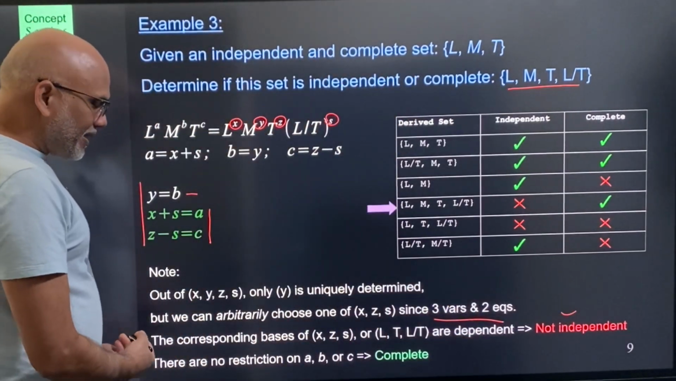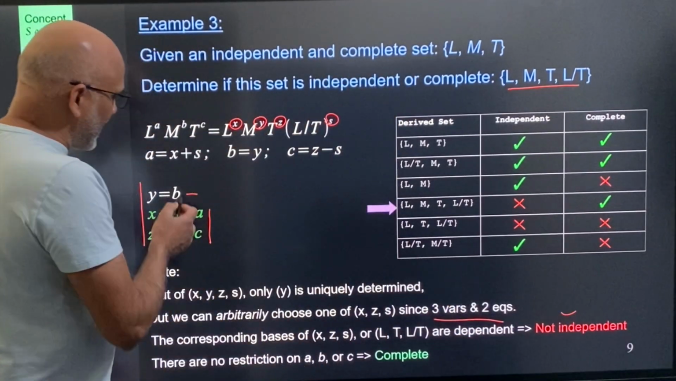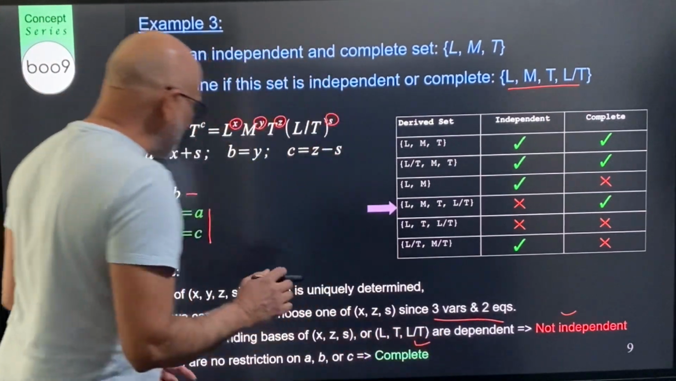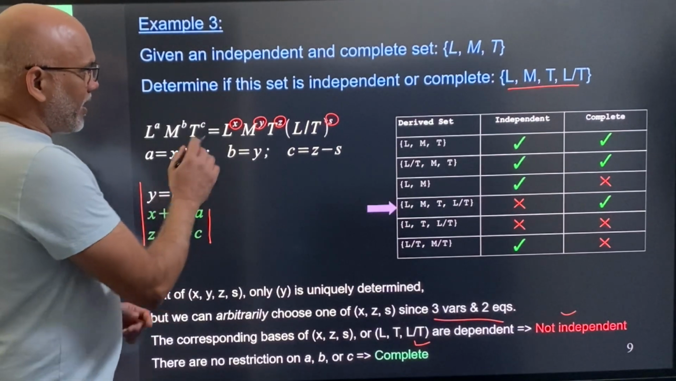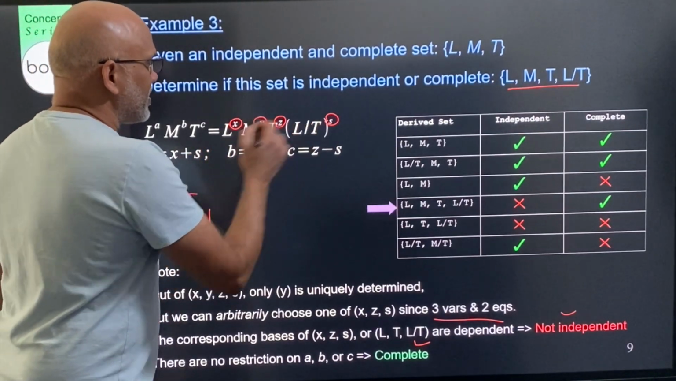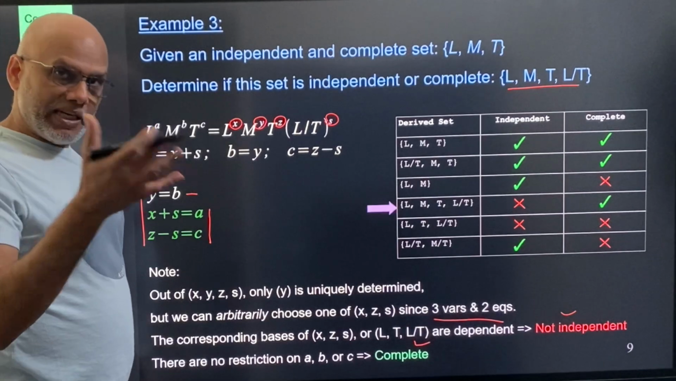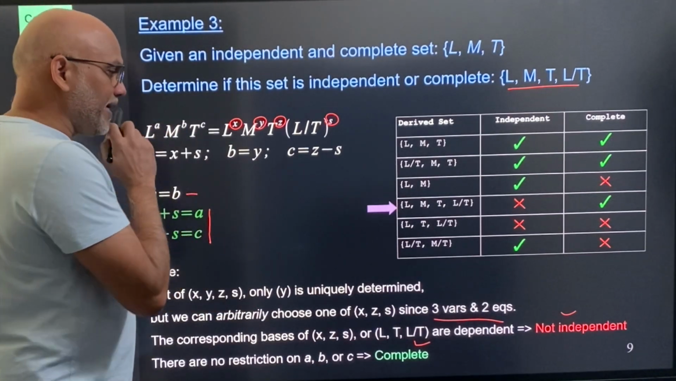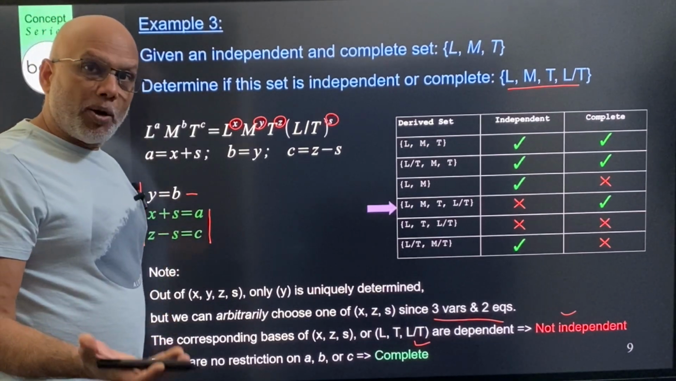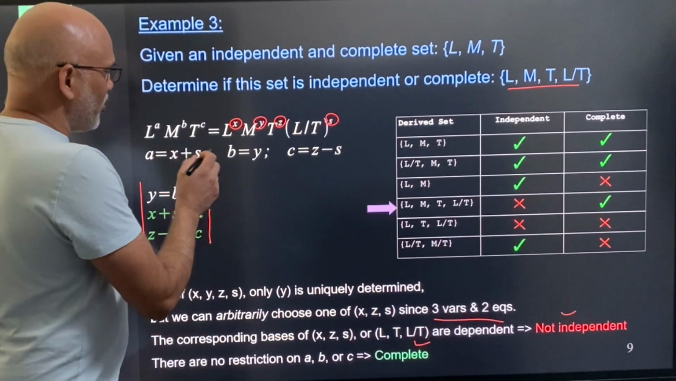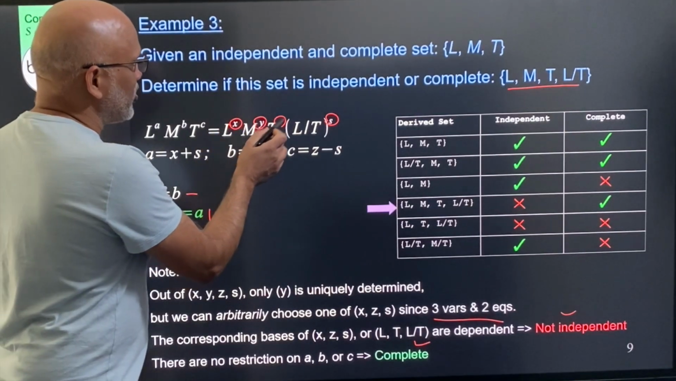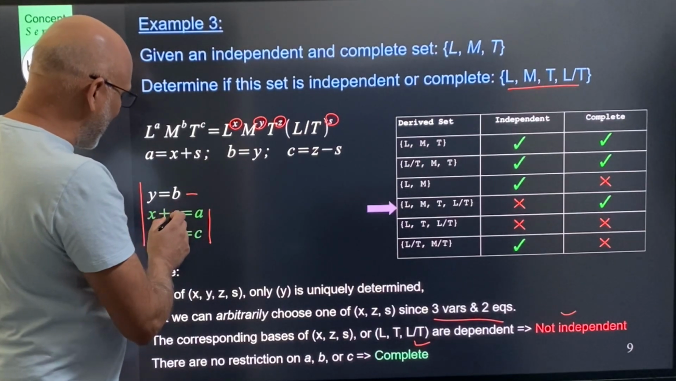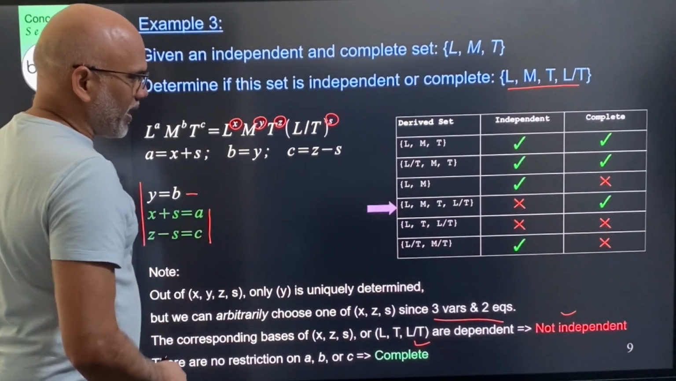All right, and there are no restrictions on a, b, and c. I can have a, b, and c whatever I want, so it is a complete set. So basically, if you can uniquely determine the right hand side powers, that means it will be independent, and if there are no restrictions on a, b, and c, then it will be complete. But in this case, I'm not able to uniquely determine x, y, z, and s. In fact, I can arbitrarily choose one of x, s, and z. So that means it is not going to be independent.